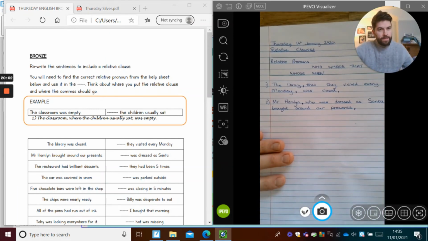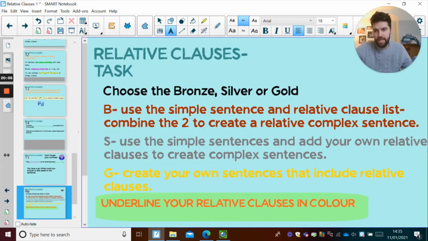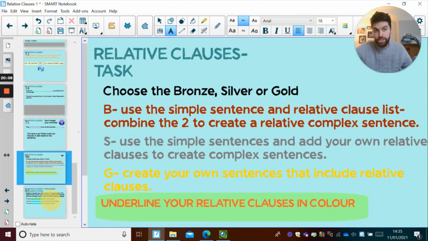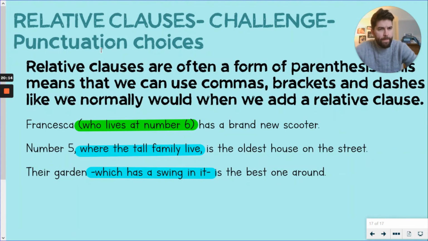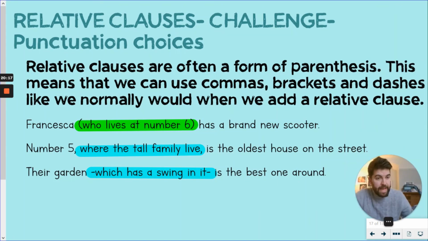All right, now if you're just coming back and you're looking for the challenge, now is challenge time. So this is the added input for challenge. Now challenge is all about punctuation choices. Relative clauses can be used for parenthesis. We talked about parenthesis before. We talked about it as that added information that we put into sentences. So this means because we're using parenthesis, we've got a choice of 3 punctuation options. We can use commas that we've already used in our lesson today, or we can use brackets or dashes like we normally would when we add parentheses.